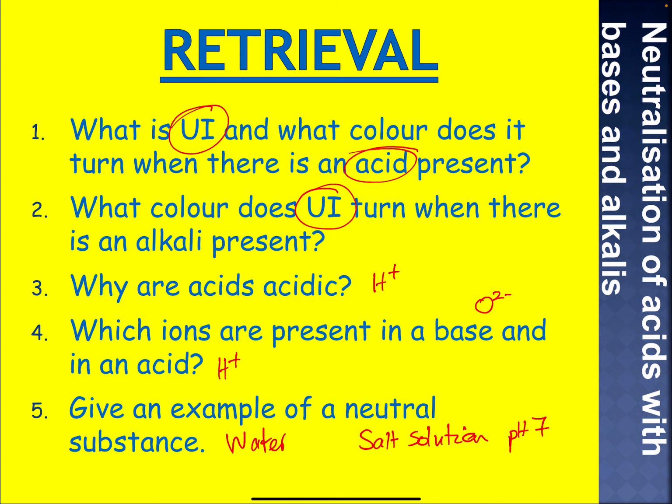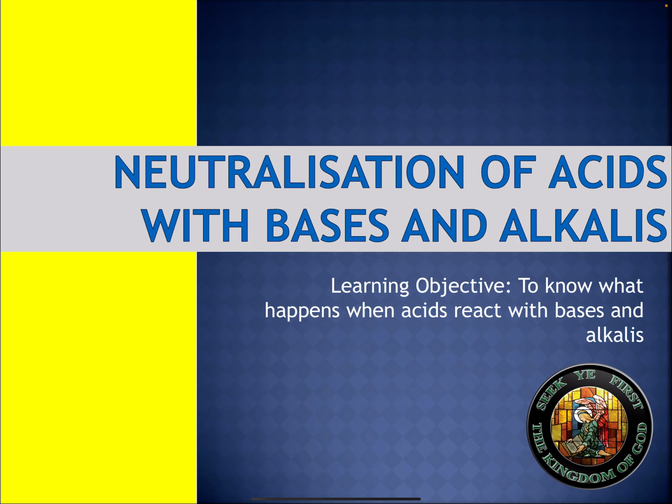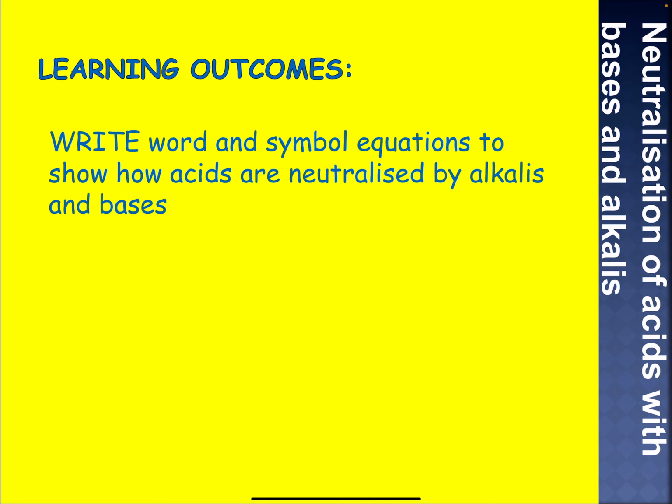Moving on. So, that's our objective for today. To know what happens when an acid reacts with a base and when an acid reacts with an alkali. So let's have a look. Write word and symbol equations to show how acids are neutralized by alkalis and bases. You can pause the video here.